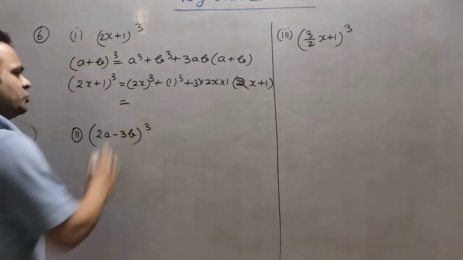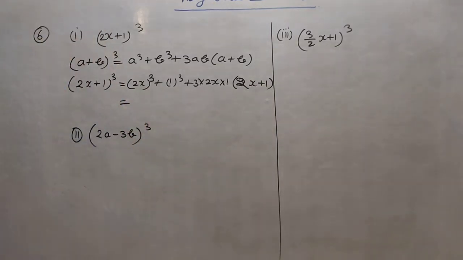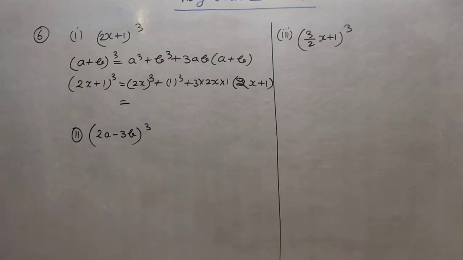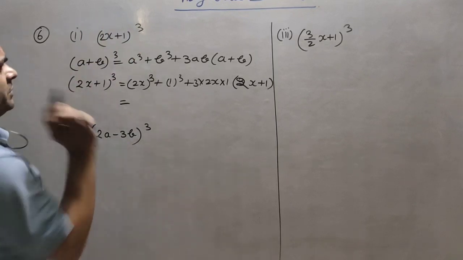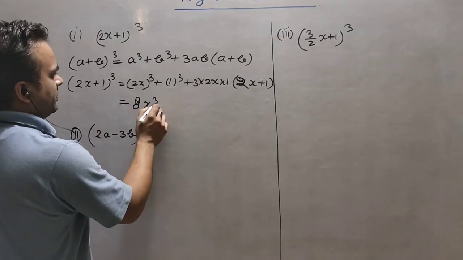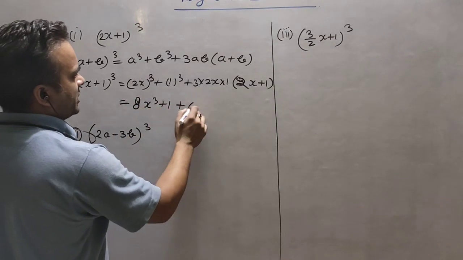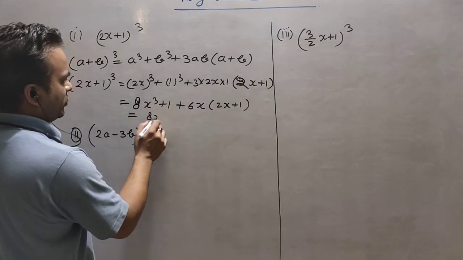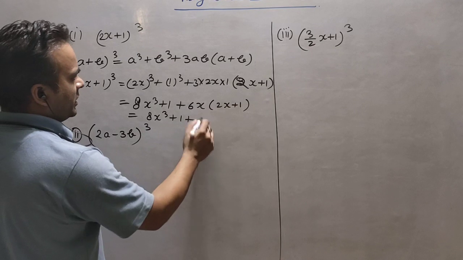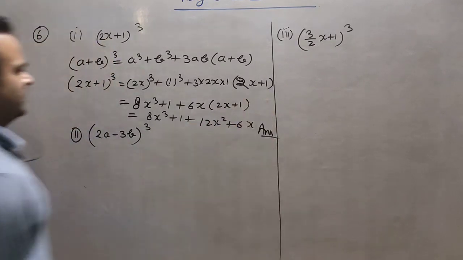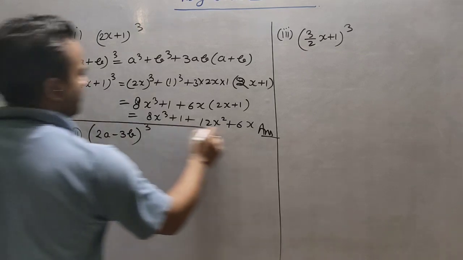I hope you have understood what the value of a is and what the value of b is, so that accordingly we can put them in the identity. This concept is the same in all. So it is 8x cube plus 1, it is 6x, and it is (2x + 1), and we will open the bracket here. This one will be 12x square, and it is 6x, and this is the answer, right? So this question completes here.